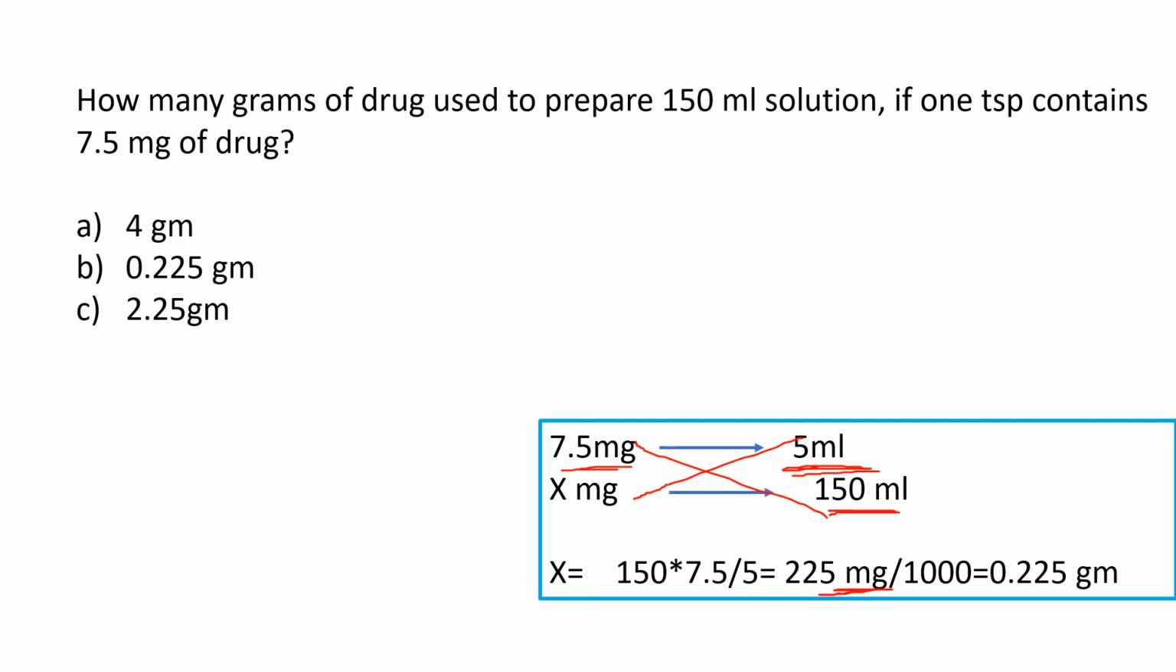But the question here is a little bit tricky because all the options are present in grams. In the question it is milligram, but in the options it is gram. So we need to convert this milligram into gram. In order to convert milligram into gram, we need to divide by 1000. So the answer is 0.225 gram, which is option B.